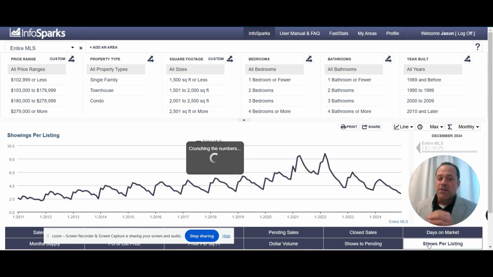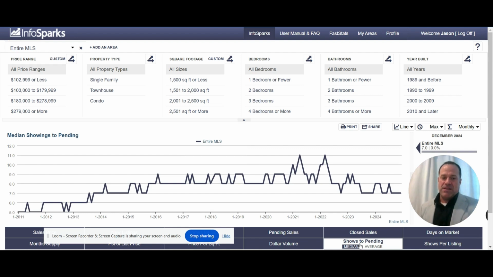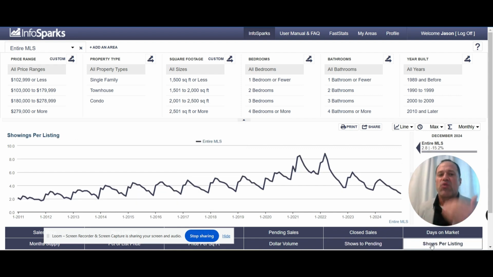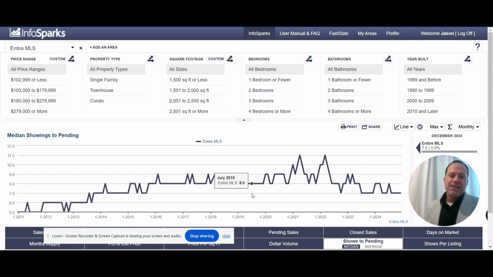We have another metric called shows per listing. Right now, your typical house in Oklahoma is getting approximately 3 showings per month. So if it is taking 7 showings to sell a house and you're only getting 3 showings per month, do you now see why it's taking a lot of folks over 30 days to sell their house? Makes sense, doesn't it?